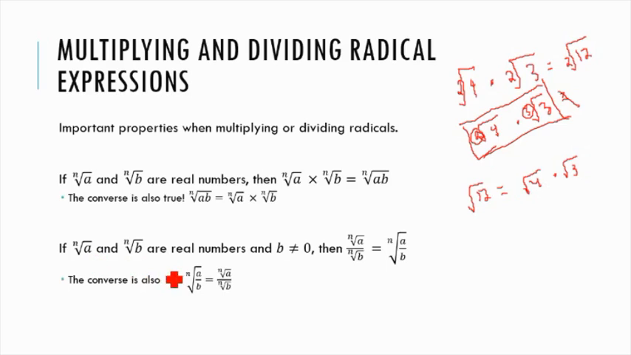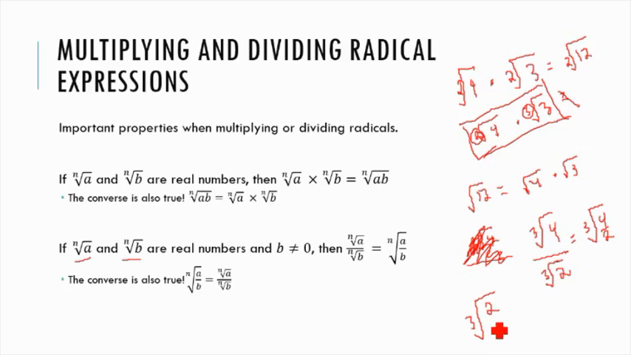If the nth root of a and the nth root of b are real numbers and b does not equal 0, this is the same thing but with division. So if I have the cube root of 4 over the cube root of 2, I can rewrite that as the cube root of 4 over 2. Now I can write that the same way. If I have the cube root of 4 over 2, I can write that as the cube root of 4 over the cube root of 2.